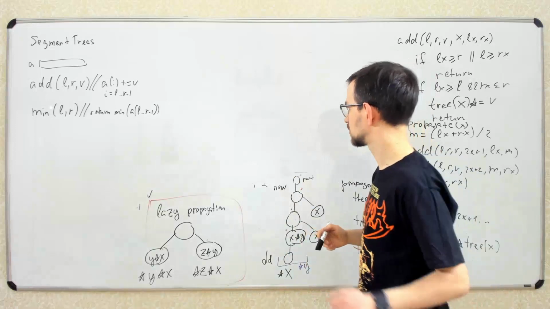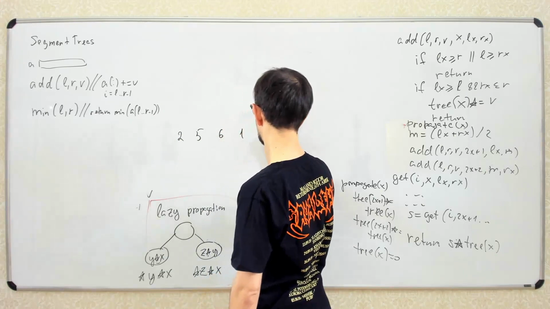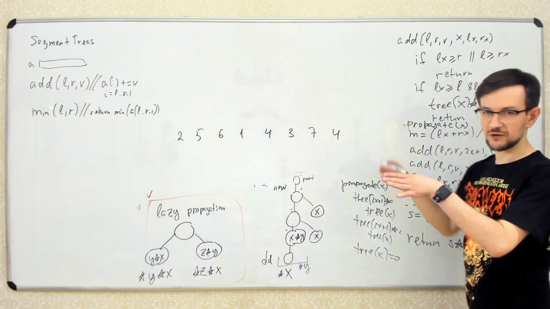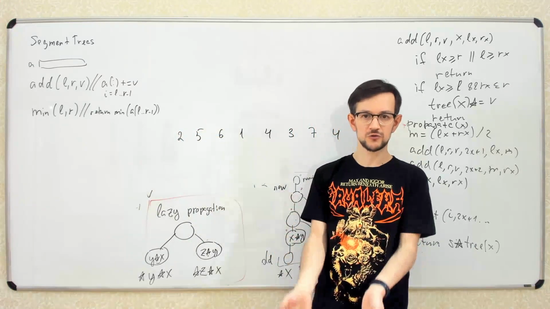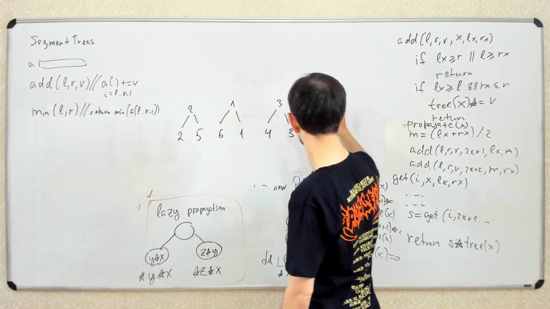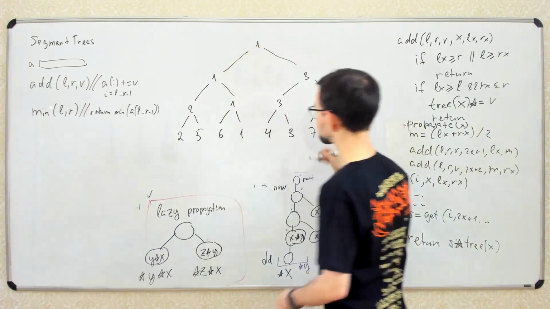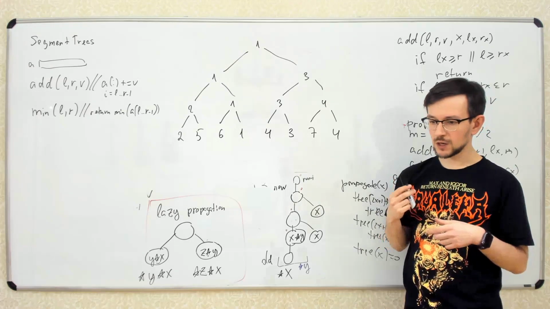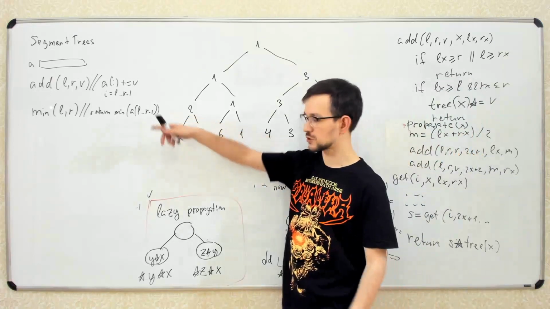Well, let's build some segment tree again. Let's have some values: 2, 5, 6, 1, 4, 3, 7, 4. So we have this array. We need to calculate minimums, so let's build a segment tree for the minimum operation. That's the simple segment tree for minimum. This is a simple segment tree you use when you try to calculate the minimums on a segment.